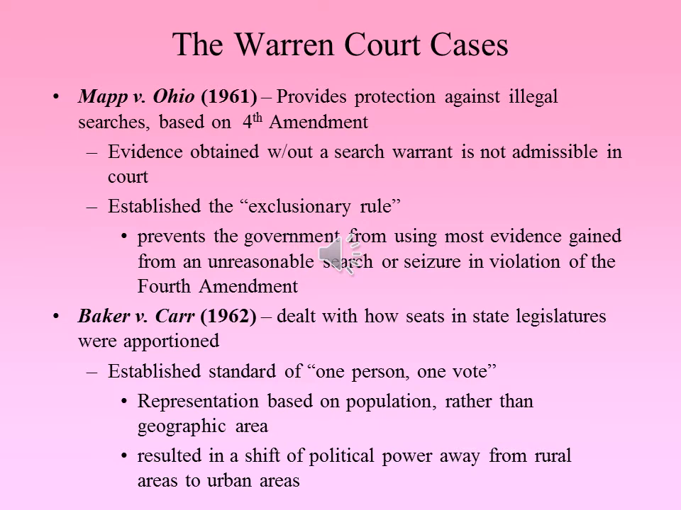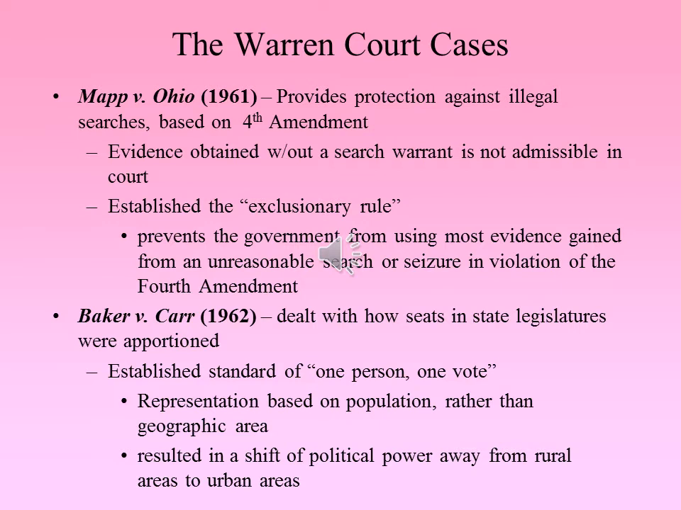So in the ruling in the Supreme Court case, it provides protection against illegal searches, and that's based on the Fourth Amendment. So it states evidence obtained without a search warrant is not admissible in court. There was no warrant to search Dorlee's premises for that particular item, or those items, I should say. So it established something called an exclusionary rule. It prevents the government from using most evidence gained from an unreasonable search or seizure in violation of the Fourth Amendment. So in court, any evidence that is obtained illegally without a warrant will be excluded from the case. It can't be used against the suspect in that case.